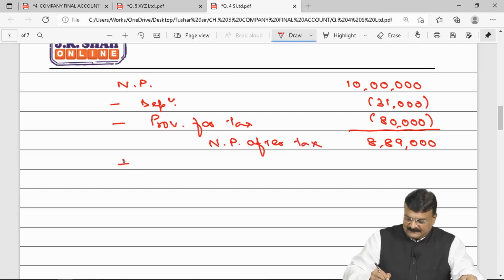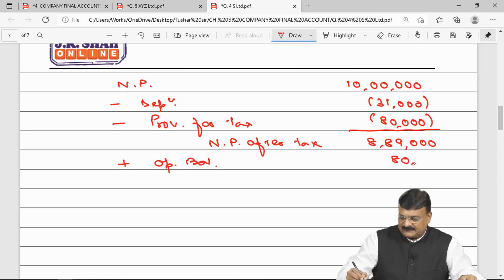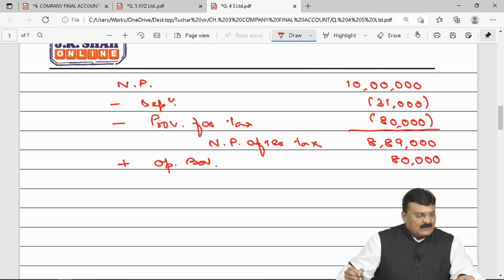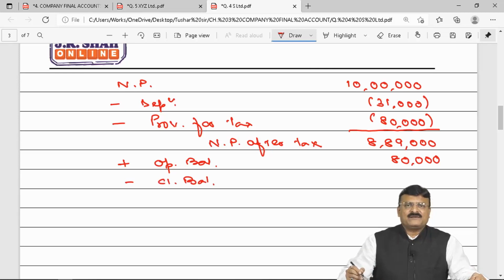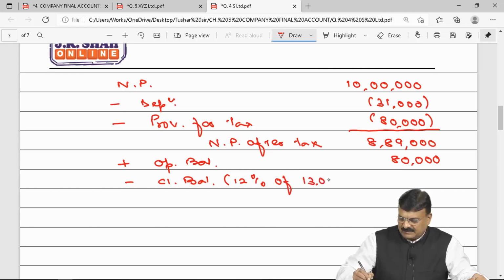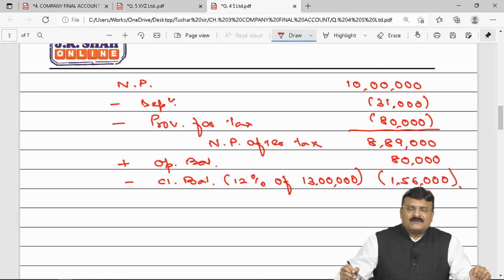In that I will add the opening balance of P&L account, that is balance brought forward, 80,000, right? From that I subtract the closing balance required. What is the question saying? That we should keep 12% of preference share capital as closing balance. The preference share issued capital is 13 lakhs, so I must keep aside 1,56,000. So this is your amount set.